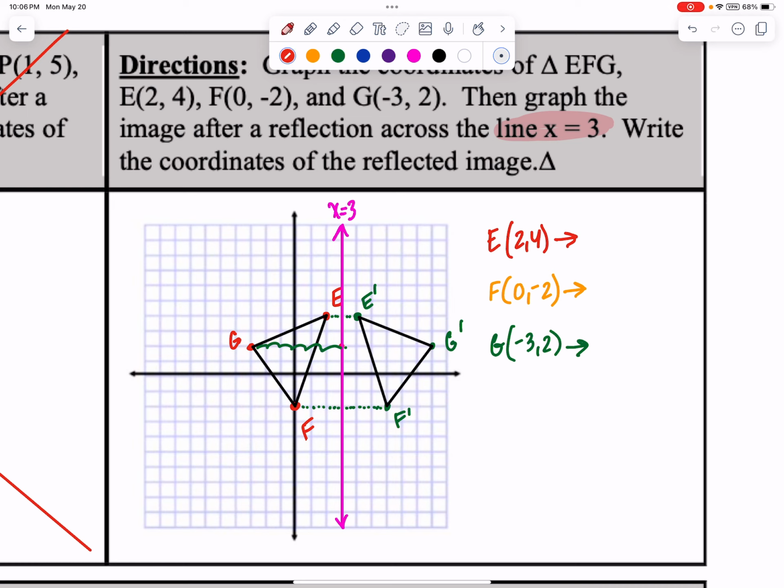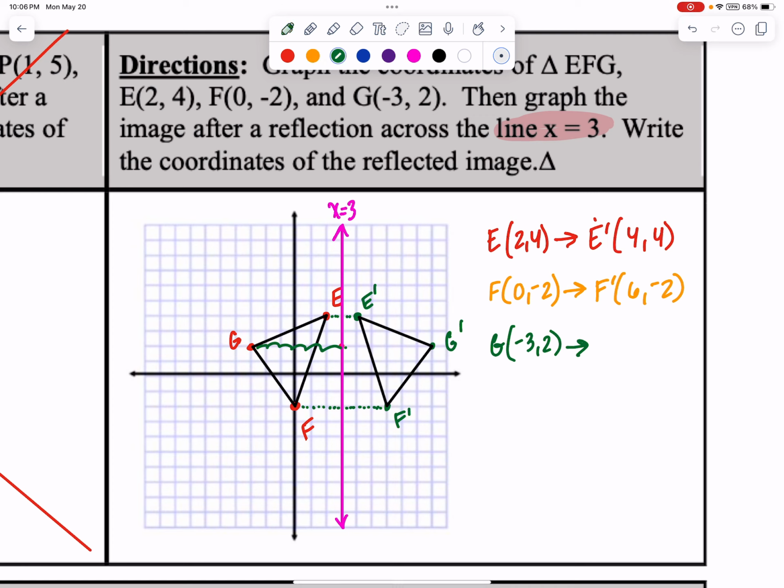And now here we go. So what is E now? E is 1, 2, 3, 4, and 1, 2, 3, 4. So E prime is ordered pair 4, 4. Let's go ahead and look at F. F is now 1, 2, 3, 4, 5, 6, and negative 2. So F prime is 6 and negative 2.